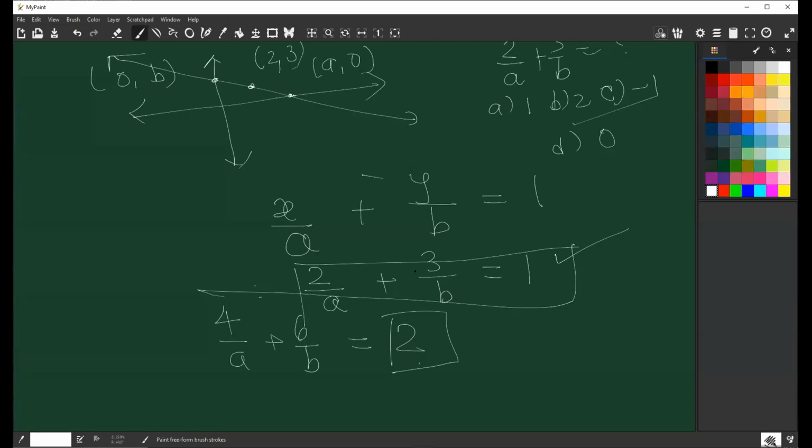Intercept is given, so write the double intercept form. If the point is on the line, then every point which lies on the line, its coordinates will satisfy the equation of the line. Correct? Is that clear?